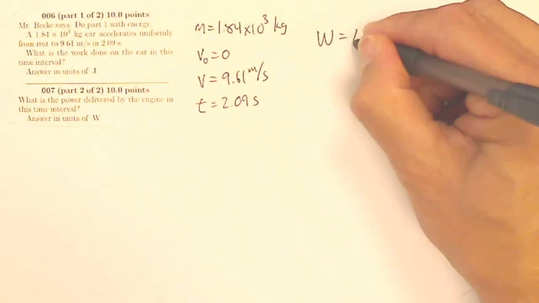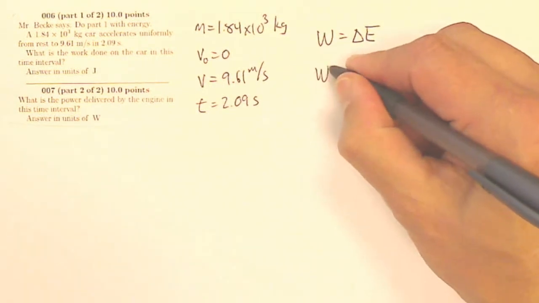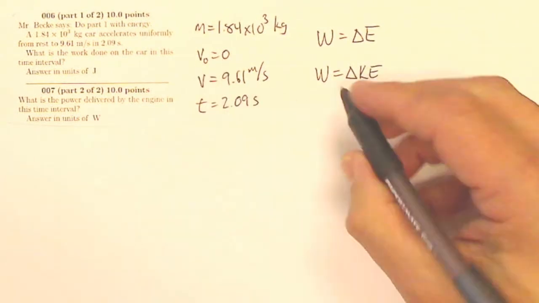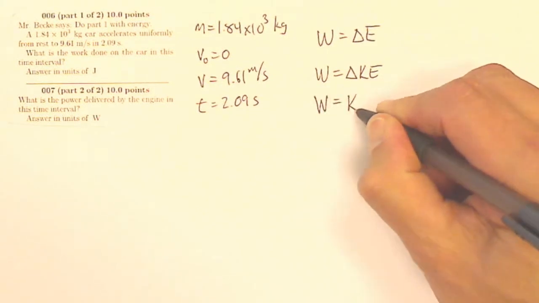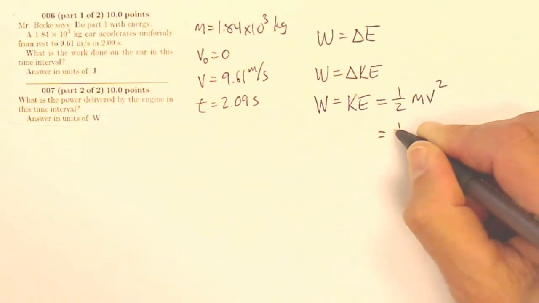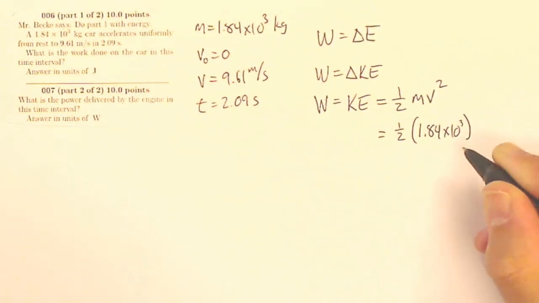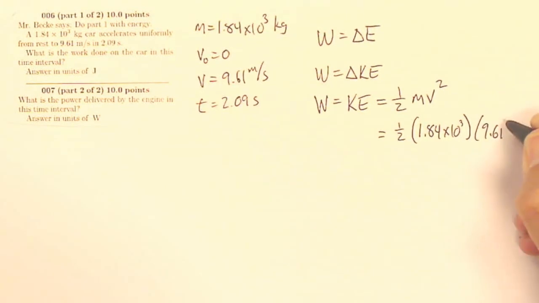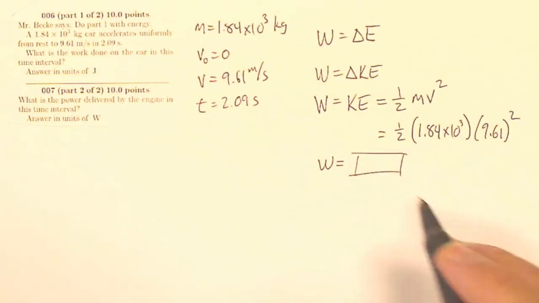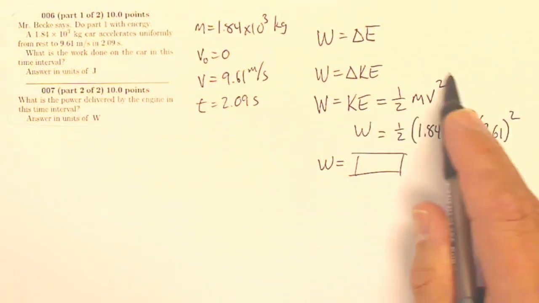If I know that my work is my change in energy, in this case, it's just moving along and it's not getting any higher, so my work is going to be how much my kinetic energy changed. And since it started at a velocity of 0, my work is going to be the amount of kinetic energy I have at the end. So that's going to be 1/2 mv squared, which is 1/2 of my mass, 1.84 times 10 to the 3, times my final velocity, 9.61 squared. And that'll give me the amount of work done on the car, because that's how much the energy changed. It's all kinetic. My work is my change in energy, my change in kinetic energy.